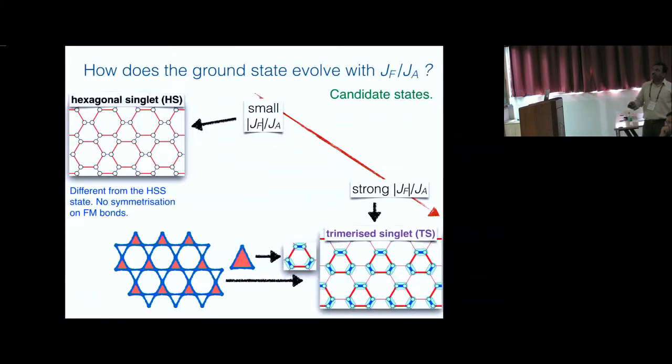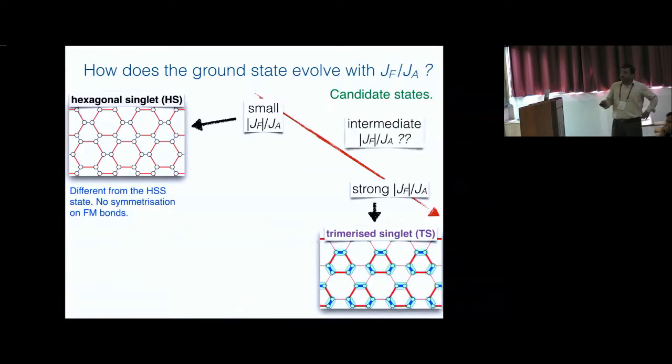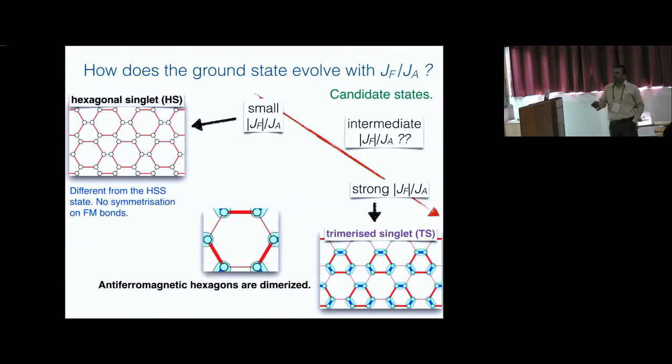Now, what happens in between? What kind of state do you expect in between? A priori, it was not obvious, but then we just carefully thought about what is a trimerized singlet state. In fact, from the Hida model's perspective, for the trimerized singlet state, I'm just zooming onto any one of these hexagons.